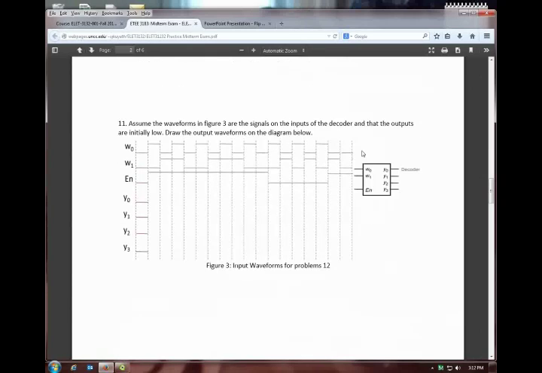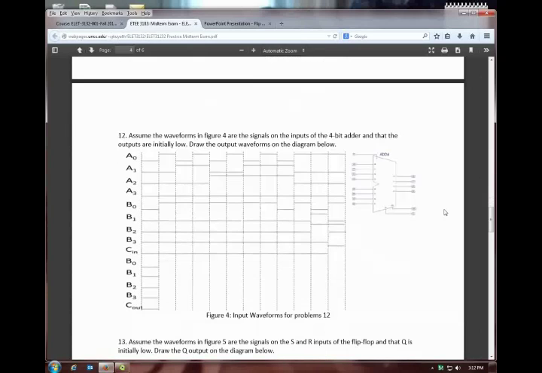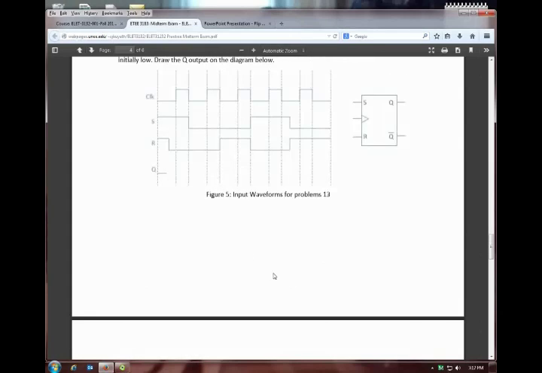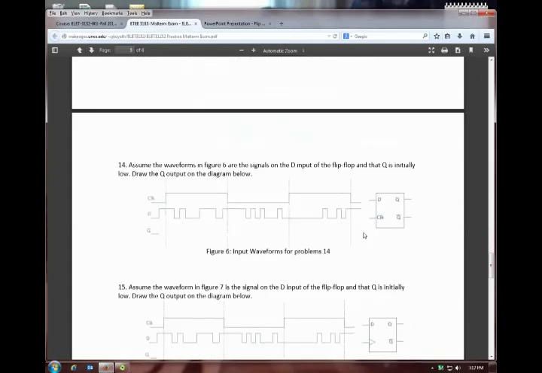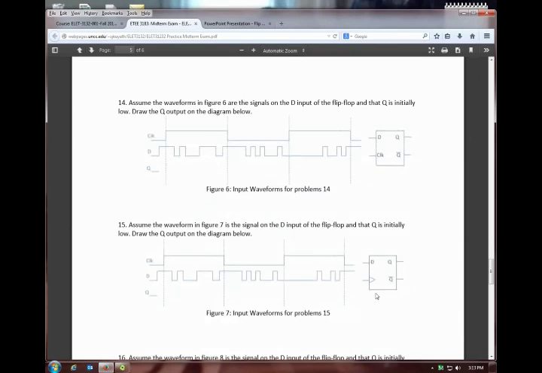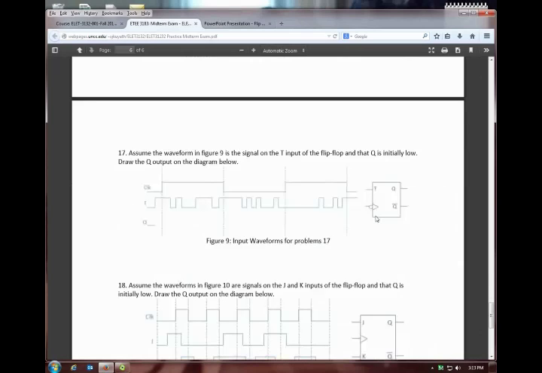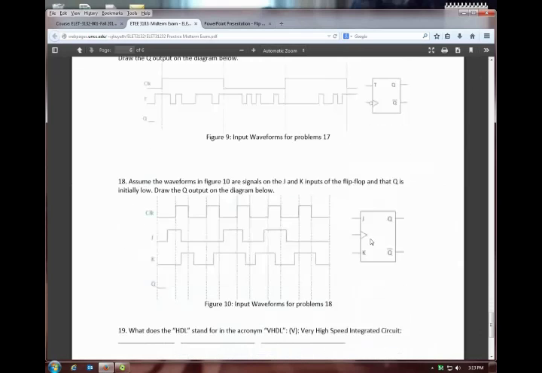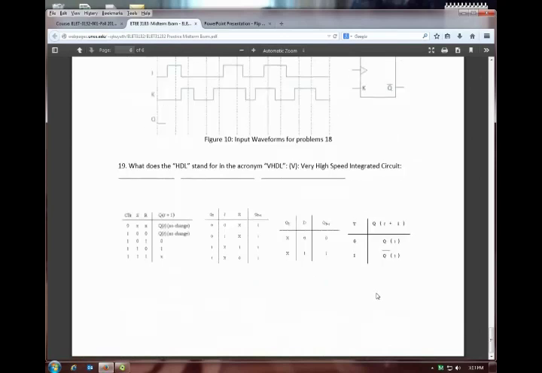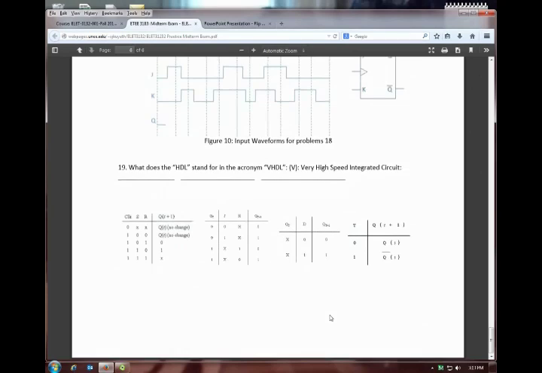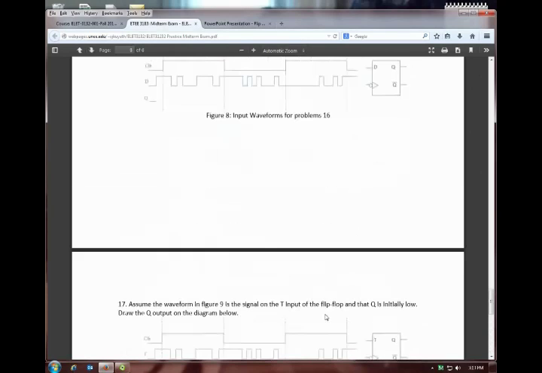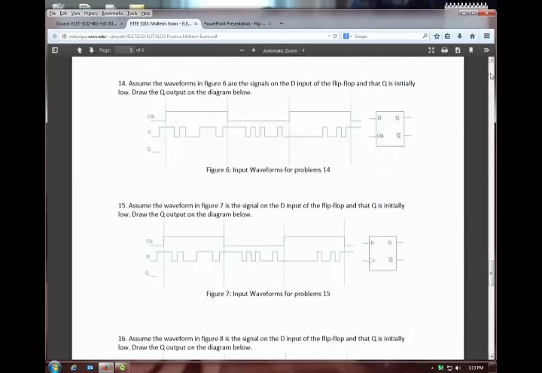Okay, this is all the stuff that we've talked about. Here's decoders, here's adders, here's SRs, here's a D. Is this a positive edge, negative edge, or positive or negative level? That's a positive level. Here's a positive edge triggered D. Here's a negative edge triggered D. Here's a negative edge triggered T. Ooh, a JK that's positive edge triggered. And I put these down here hopefully to help a little bit. Okay, so practice with that.